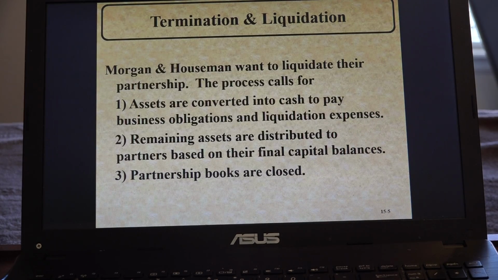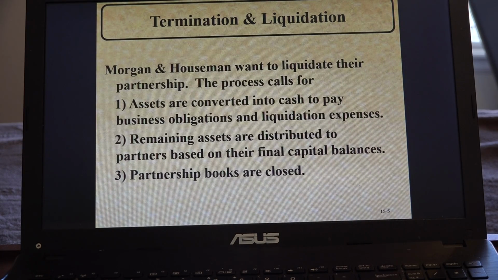And the process calls for assets to be converted into cash to pay obligations and liquidation expenses. There are expenses that are going to be incurred to sell these non-cash assets, and so you have to account for that. That's got to be paid out of partnership cash. Any remaining assets are distributed to the partners based upon their final capital balances. And then once that's done, the partnership books can be closed.